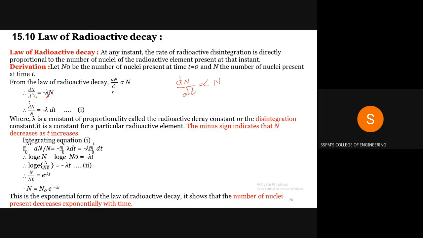Lambda is a constant of proportionality called the radioactive decay constant or the disintegration constant. It is a constant for a particular radioactive element. It is different for different elements, obviously. The minus sign indicates that N decreases as t increases.